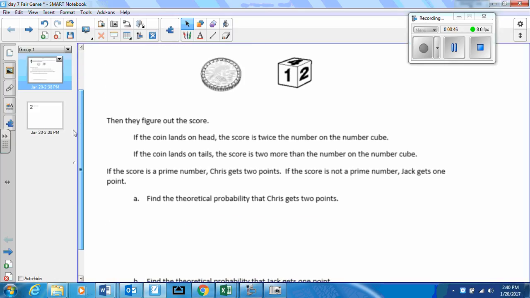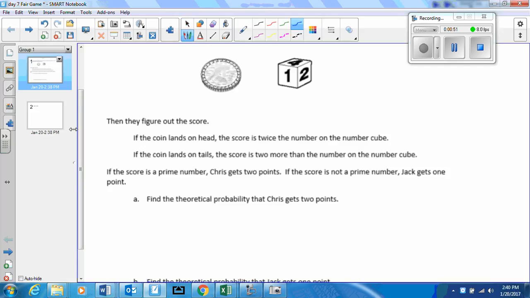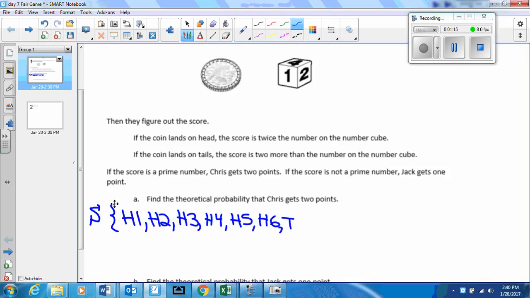So, we have to figure out, first of all, our sample space, and then use that sample space to figure out the score. Looking at our sample space, we could get heads on the coin and a 1, heads 2, heads 3, heads 4, heads 5, or heads 6, and then tail 1, tail 2, tail 3, tail 4, tail 5, and tail 6.